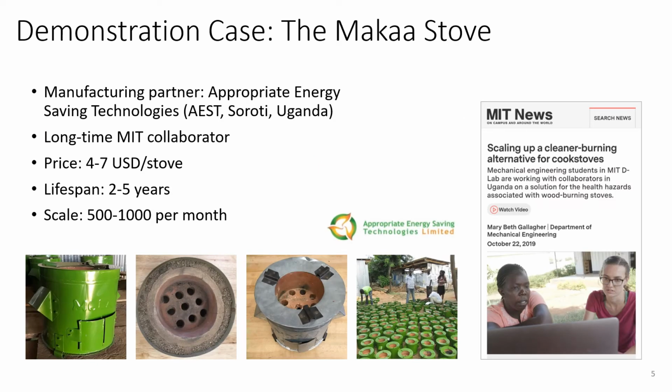We decided to start with a demonstration case, the Maka stove made by our manufacturing partner, Appropriate Energy-Saving Technologies in Soroti, Uganda. The Maka stove is a fairly standard jiko-style cookstove and handmade by Ugandan artisans. While Maka offers many improvements over traditional wood fires to its users at an affordable price, our initial testing has shown that there is still room to improve their performance and safety.